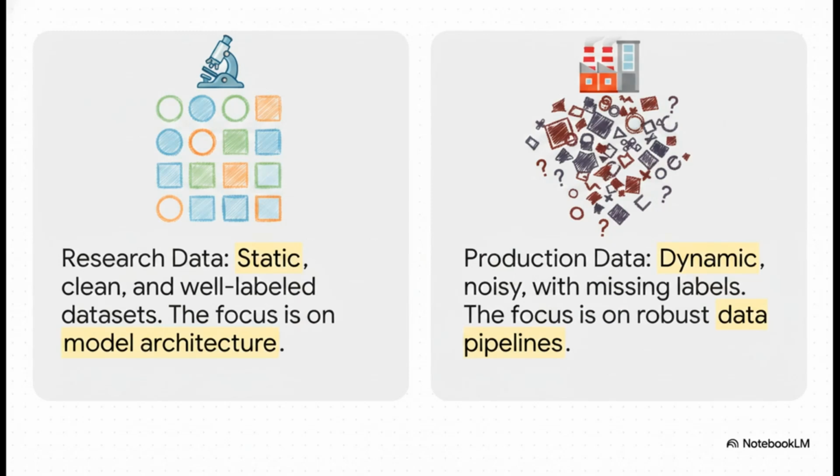It really all starts here with what I call the two worlds of data. See, in the research world, we get these pristine, static data sets. They're clean, they're perfectly labeled, and they let us focus on building cool new model architectures. But in production, whoa, it is the complete opposite. Data is a moving target. It's dynamic, it's noisy, it's full of missing labels and weird biases. The focus isn't just the model anymore. It's the entire data pipeline that feeds it.